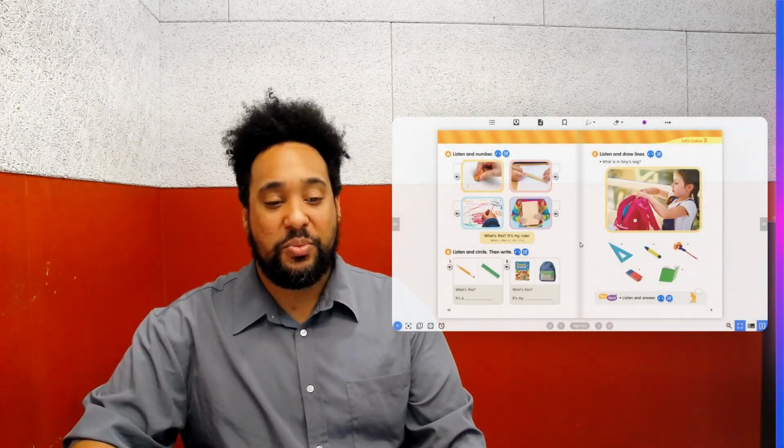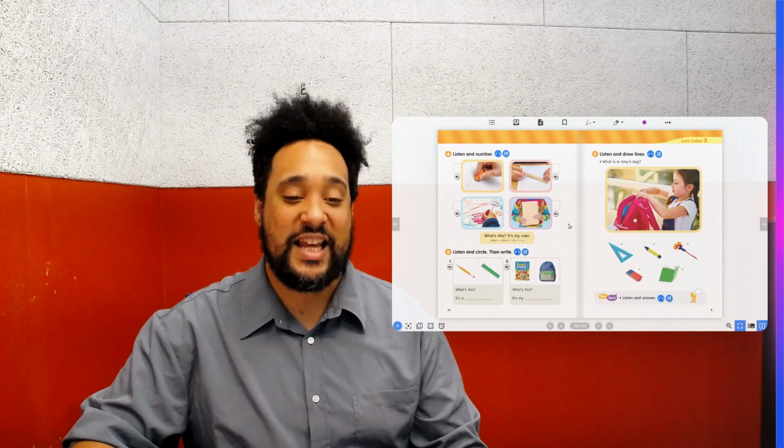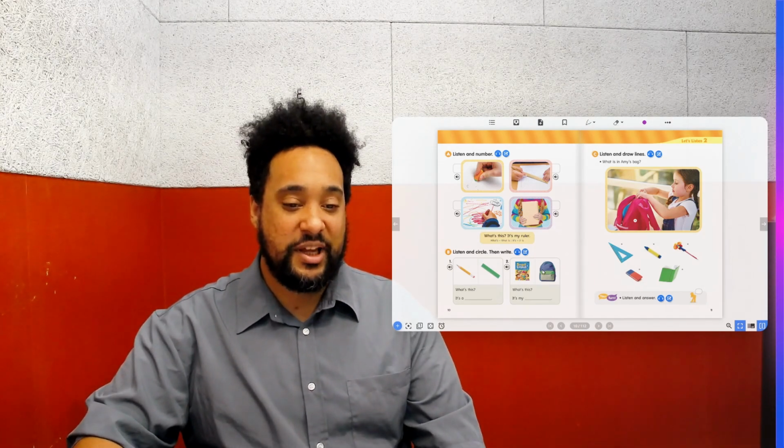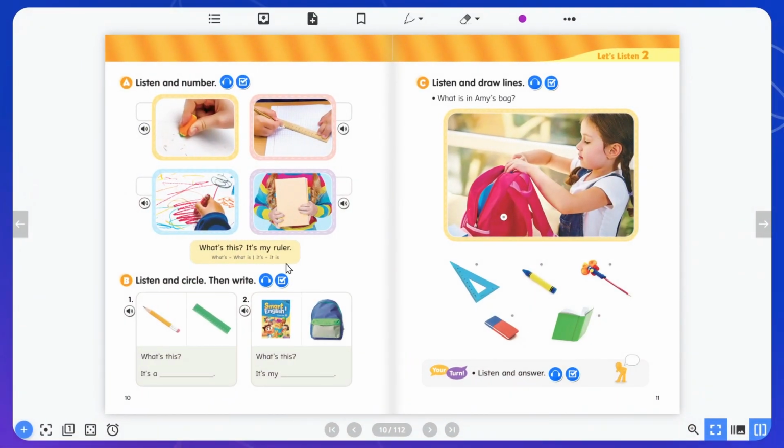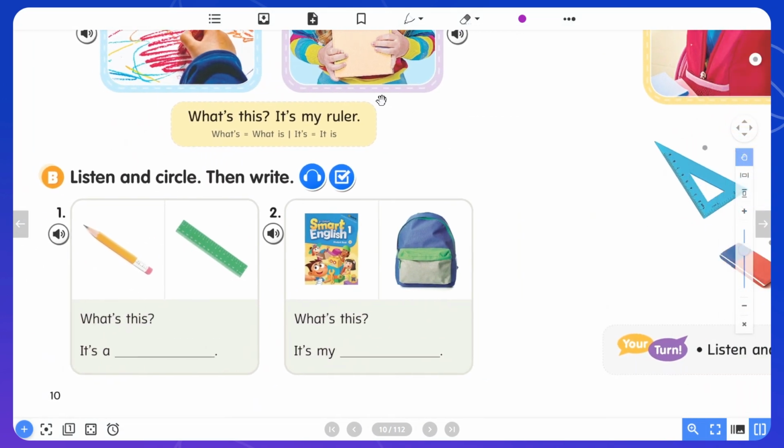Okay, everyone, great work. Let's go ahead and start activity B. Activity B. So please open your student books back up to page 10, where we are going to be looking at this activity down here. So, let's get a closer look at this. This is another listening activity.